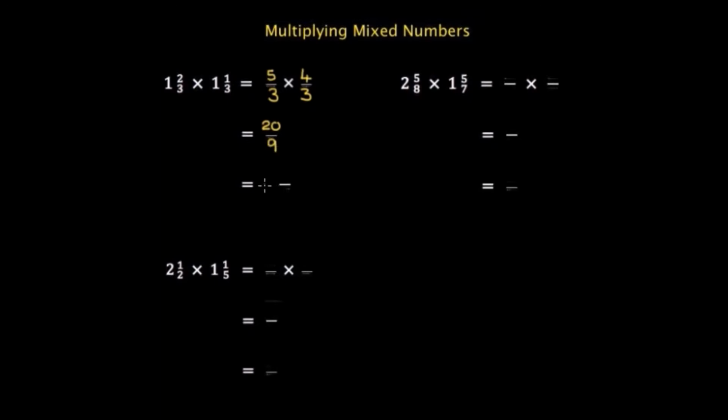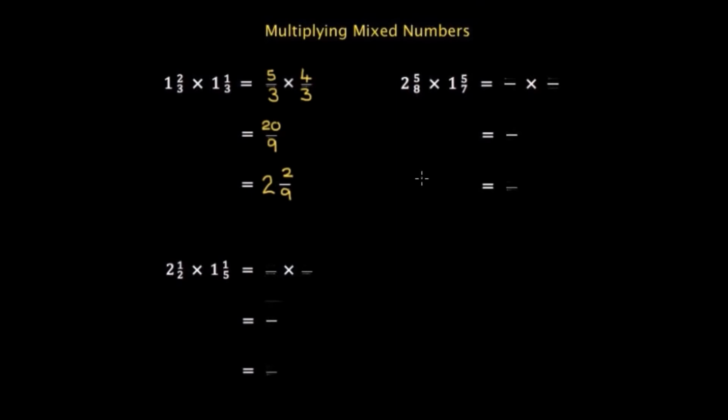Now we have to convert it back to a mixed number. 9 into 20 goes 2, and we have a remainder of 2, that's the top of our fraction, and the bottom of our fraction remains what it is, which is a 9. So 1 2/3 times 1 1/3 is 2 2/9.